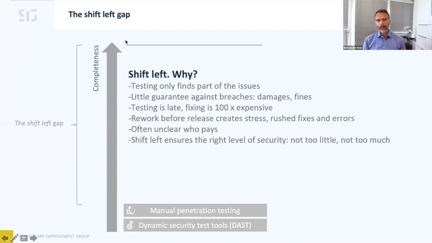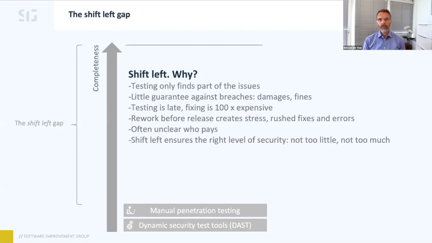And when you're testing, thus you have a shift left gap. Testing only finds part of the issues, provides little guarantee against breaches, and breaches lead to damages and fines. And you're going to pay a larger price if a breach reveals that the engineering was bad. I mean, look at Zoom, for example. The reason that they face so much criticism is not per se the fact that there were security issues, it's the severity of those issues.